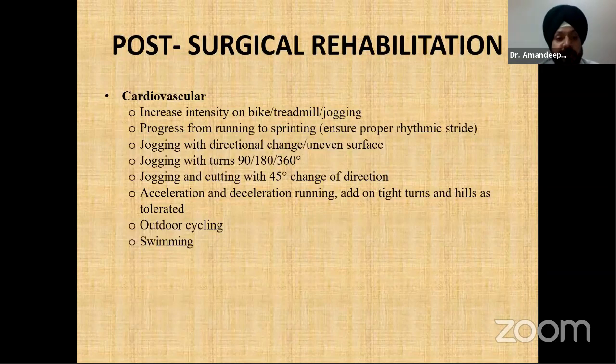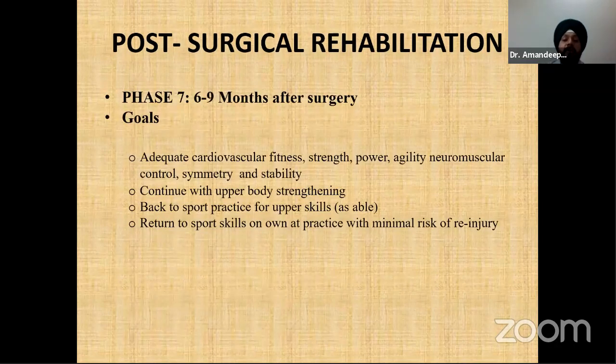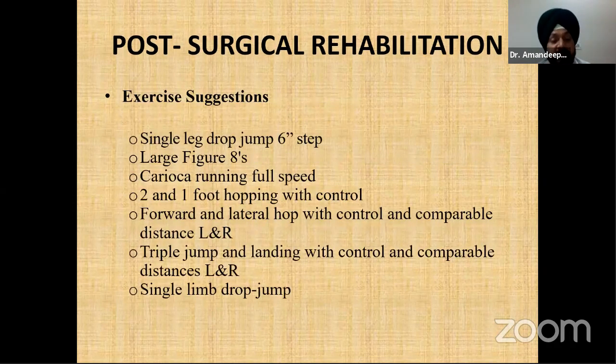Then for cardiovascular, we can increase the intensities of all the exercises, jogging with few activities like turns at 90 degree, 180 degree, then jogging and cutting with 45 degrees of change of direction. Outdoor cycling we can make use of, swimming we can go for. Phase 7, 6 to 9 months after the surgery, adequate cardiovascular fitness has been gained, strength, power, neuromuscular control has been gained. Then continue with upper body strengthening, back to sports practice for upper skills, and return to sports skill practice with minimal risk of re-injury.